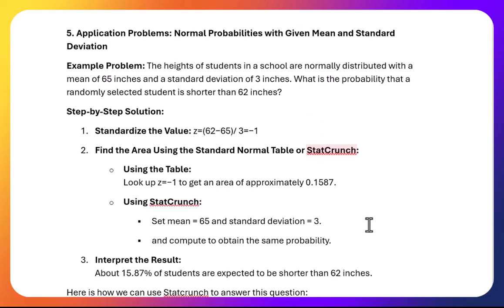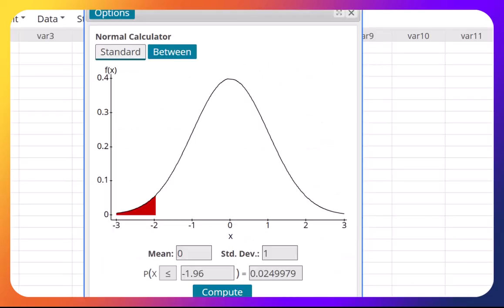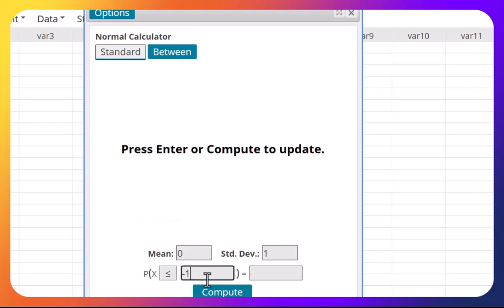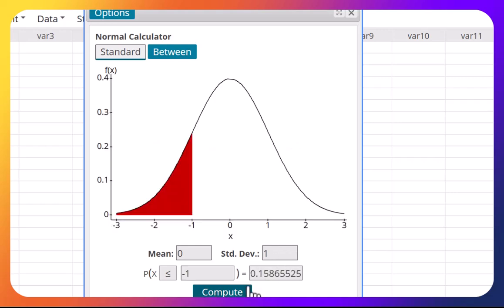And then you can go to StatCrunch. Let me take you back. And then 0, 1, we're back to z-score. Put a -1 in here and then compute, and you get the answer, which is 0.1587. Okay, let's take you back.